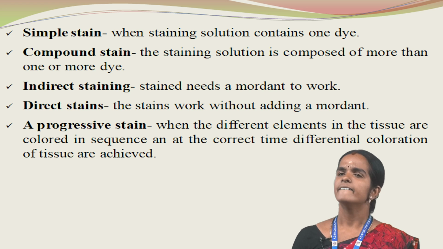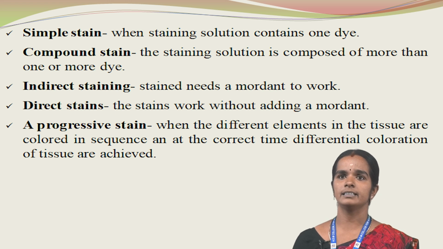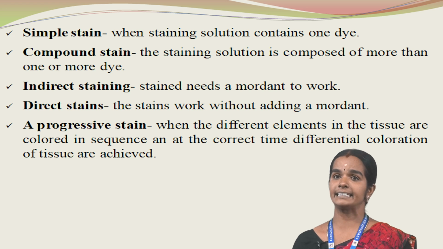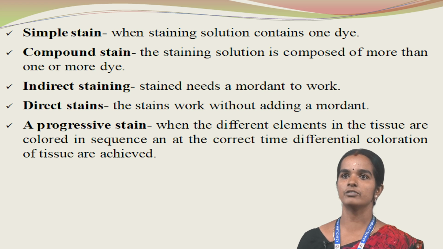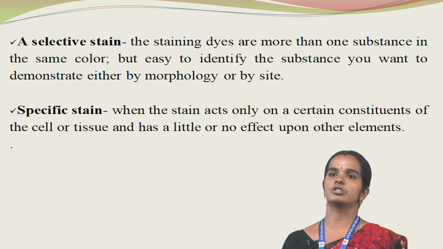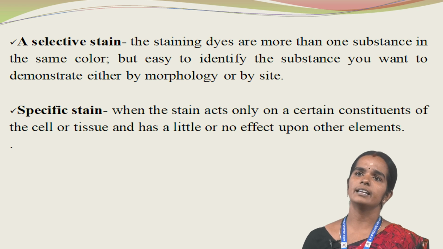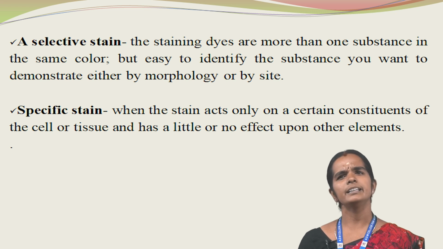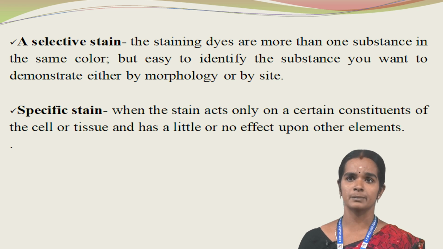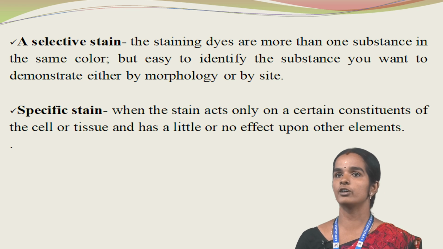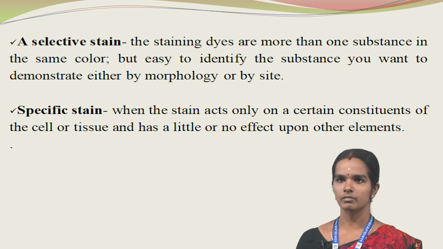Progressive stain: when the different elements in the tissue are colored in sequence and at the correct time, differential coloration of tissue is achieved. It is a selective stain. The selective stain dyes more than one substrate in the same color, but makes it easy to identify these substrates, either by morphology or by size.